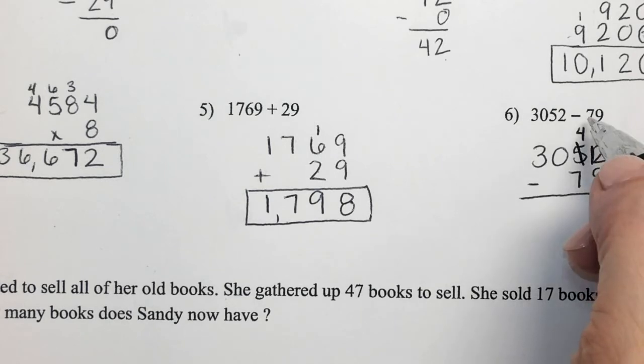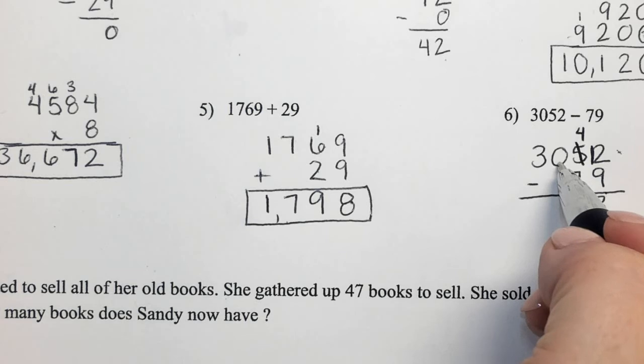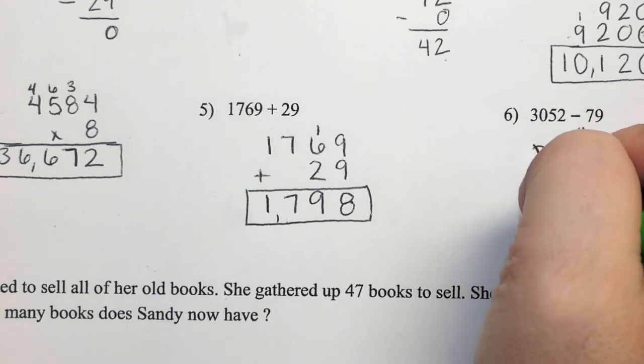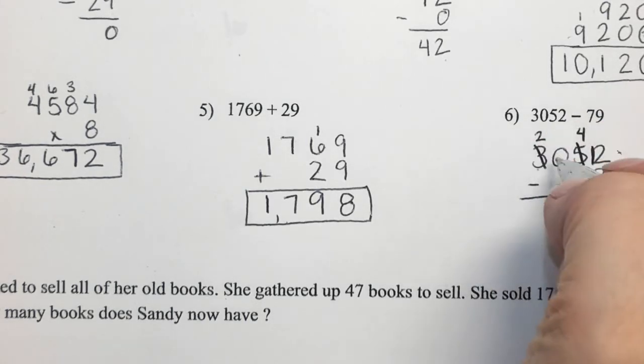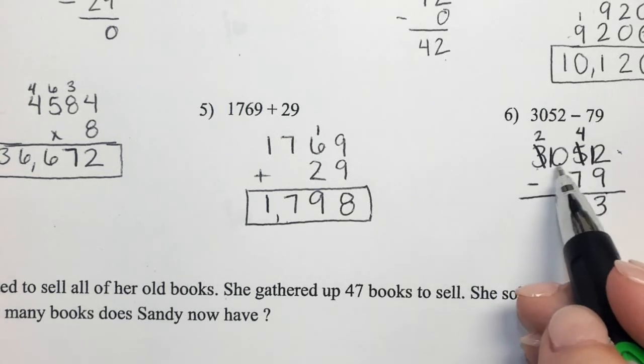I can't do 4 minus 7, so I try to borrow. But I cannot borrow from 0. So I'm going to have to go to the 3. When I borrow from 3, take 1 away, it becomes 2. But the 1 I took can only go next door. So now that's a 10.